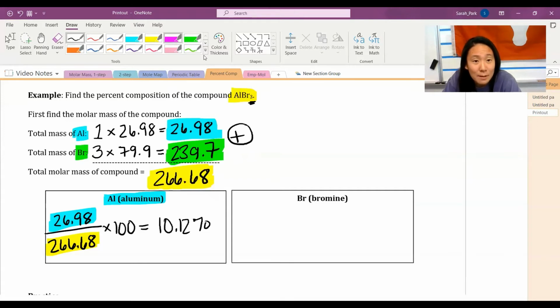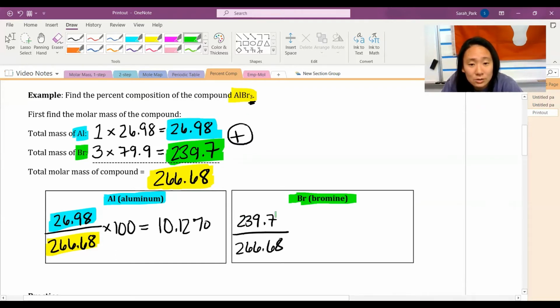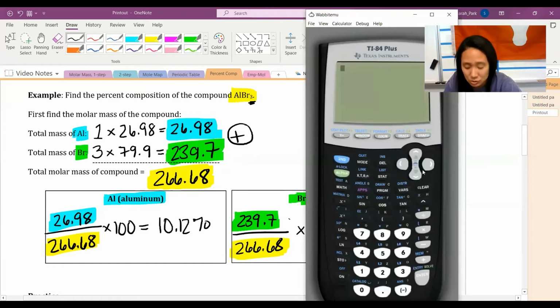So let's do bromine. Bromine, okay, once again, don't make the mistake. We don't put 79.9 up here because we have 3 of them. We have to account for all of them. So we're going to put 239.7 divided by the total, like this. So we are going to color code. So I got to use this green number over this yellow number. I have to multiply by 100, right, to get our percentage. So right here, 239.7 divided by 266.68, times 100 gets us 89.88%.